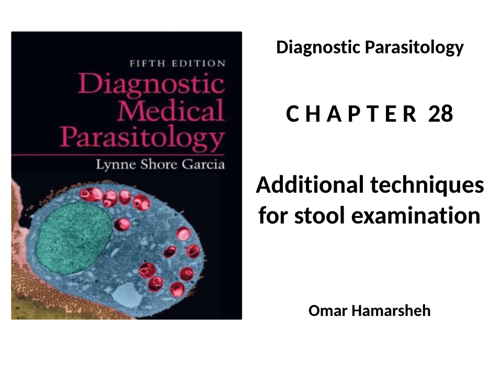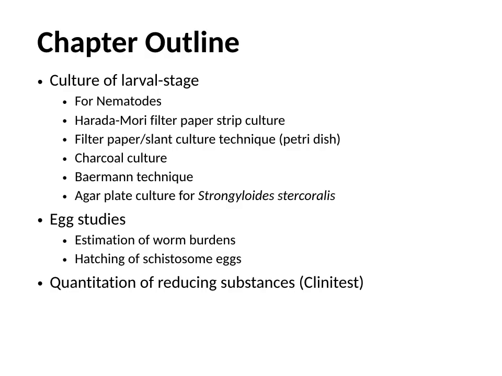Chapter 28: Additional Techniques for Stool Examination. The outline of this chapter includes three techniques: culture of larval stages, egg counting, and quantitation of reducing substances, or what's called the Clinitest.